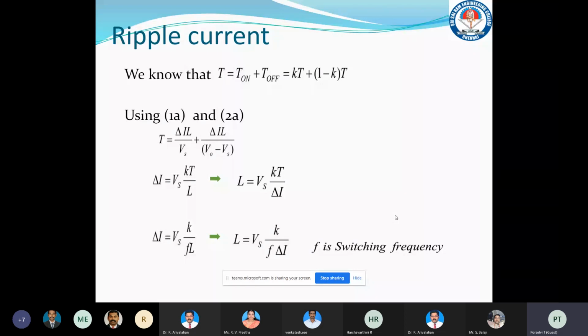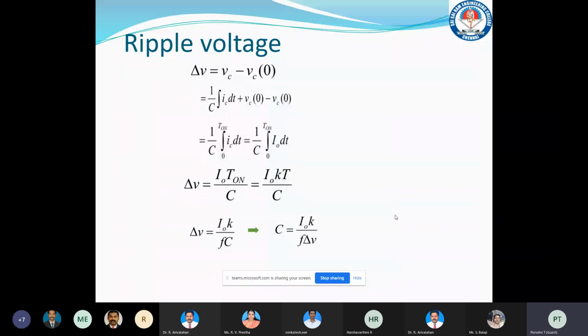So from which we can write del I is equal to Vs into KT by L, or L is equal to Vs into KT by del I. And this expression, del I, gives the ripple current expression for the boost converter, and the design value of inductor for the boost converter. And we can substitute T is equal to 1 by F, where F is the switching frequency.